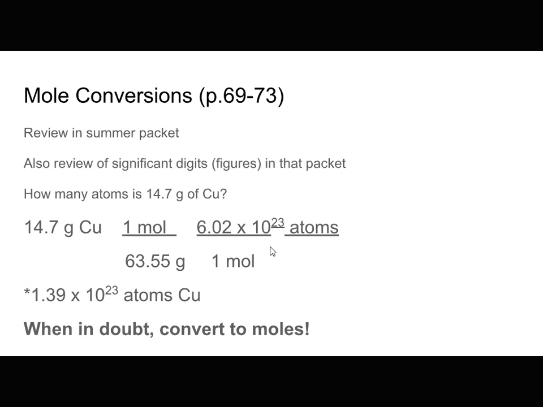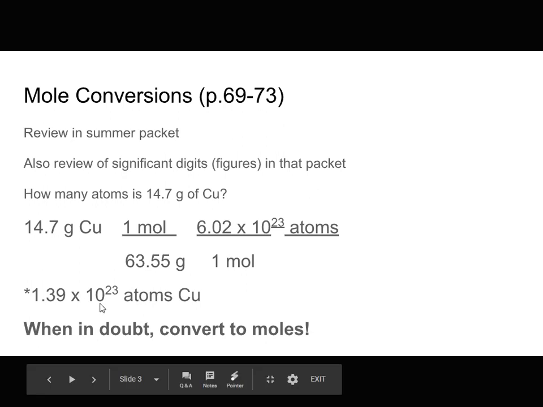Now, some of the conversions that you might see on that packet also have compounds in it, so then you simply have to add up the mass of the entire thing. But Avogadro's number is still what you would be using. Here's the answer I get when I'm done. Reason why I report with 3 significant digits is my first conversion has 3 sig digs.